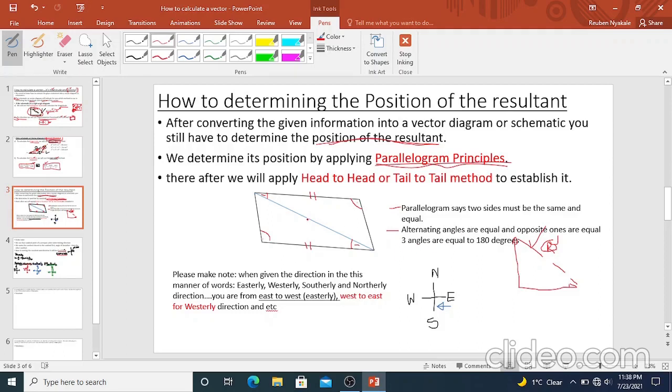Then it says three angles of the parallelogram equal 180 degrees, of which this angle and this angle and this angle equal 180 degrees. Now this information will help you in determining the precise angle or direction of your vector. Now, how do we then use the parallelogram to determine the position of the resultant?